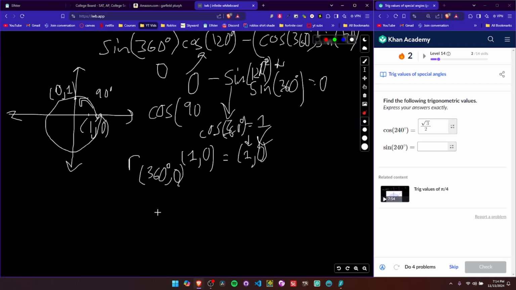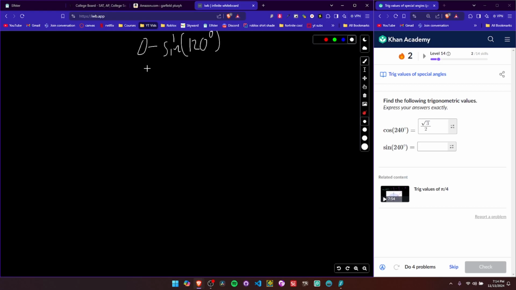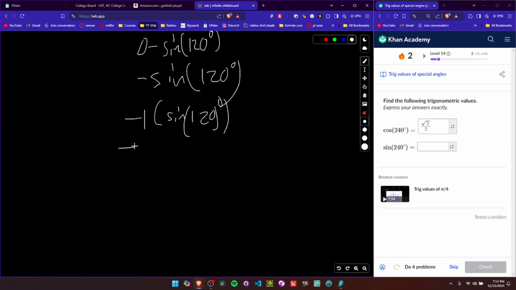This has been all clumped, so I'm just going to write it down here. 0 minus sine of 120 degrees. So now this is going to be negative sine of 120 degrees, which is negative 1 times sine of 120 degrees. 120 degrees can also be written as 60 degrees plus 60 degrees.